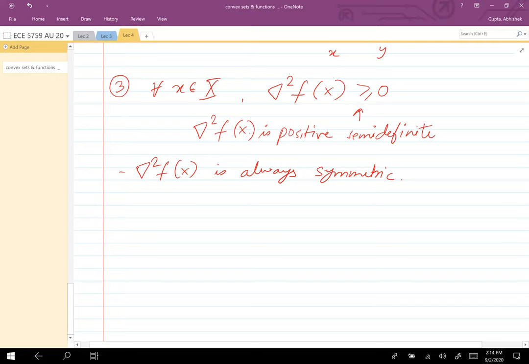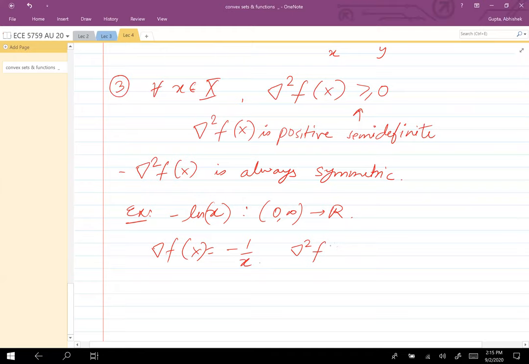So let's look at the example of minus log x, which is a function from (0, infinity) to R. So what's the first derivative? That's minus 1 over x. What's the second derivative? It's 1 over x squared, which is always greater than or equal to 0 for all x in (0, infinity). So therefore, minus log x is convex.